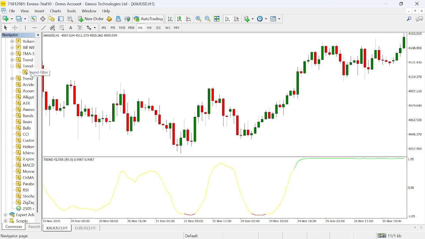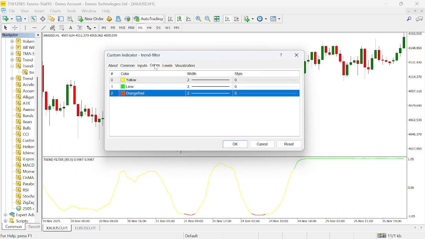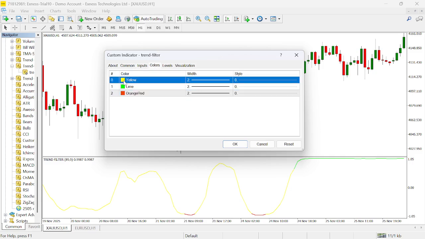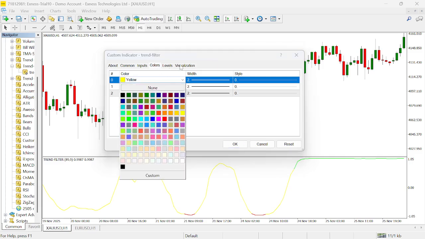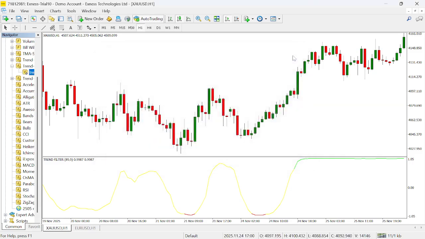As for the settings, let's take a look. For the inputs, we have the M bars, with the default value set at 89, and the MA period, with the default value set at 9. You can also customize the colors to set your preferred color, and choose your preferred time frames as well. That's that for the settings.